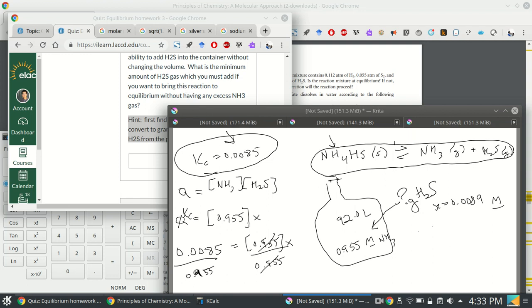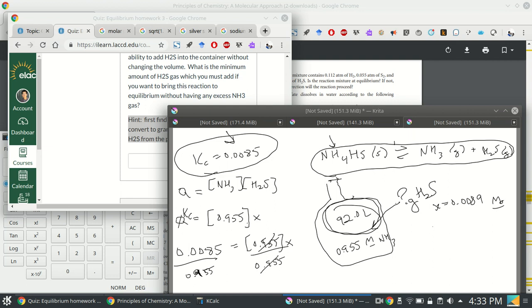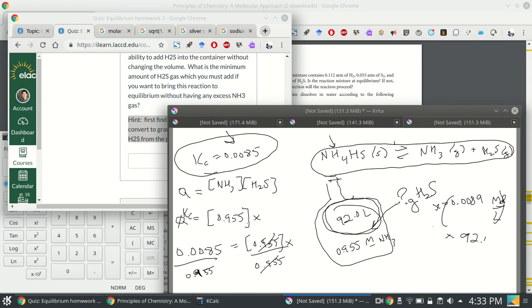Okay, so anyways, back to the problem. So I'm going to change this to moles and then change it to grams. So how do you change this to moles? Well, looky here. We've got a little volume here. And you know, molar means moles over liters. So I'm going to multiply this by the liters. So the liters cancel out. You see that? So that gives me the moles.